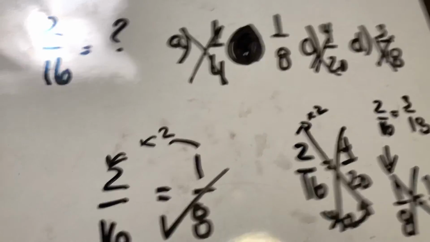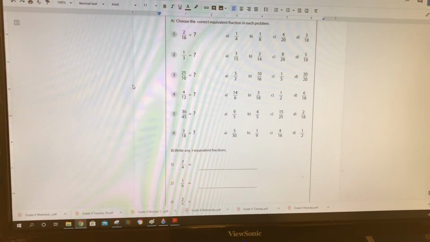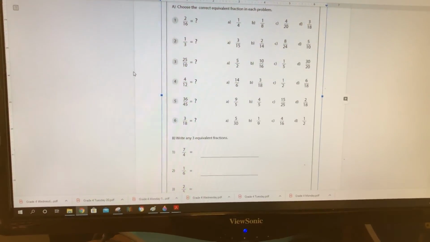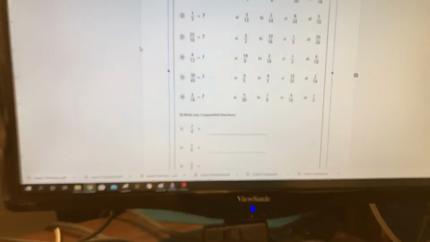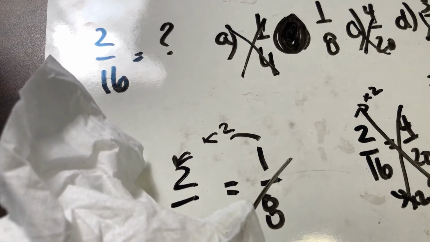Okay, so let me just show you again. You have 6 questions like that. And then the last part says write any 3 equivalent fractions. I'm not going to use those ones because you only have 3 to do examples with. I'll actually just make up my own and show you how you would do that.